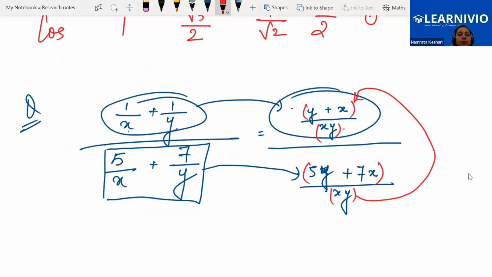Outer numbers we can multiply together, and inner numbers we can multiply together. So if you have a fraction by a fraction, whatever is sitting at the extreme upper end and the extreme lower end, you can multiply both of them. Okay, so we will have y plus x into x. The extreme outer terms we multiply and write in the numerator, and the inner terms we multiply and write in the denominator like this.